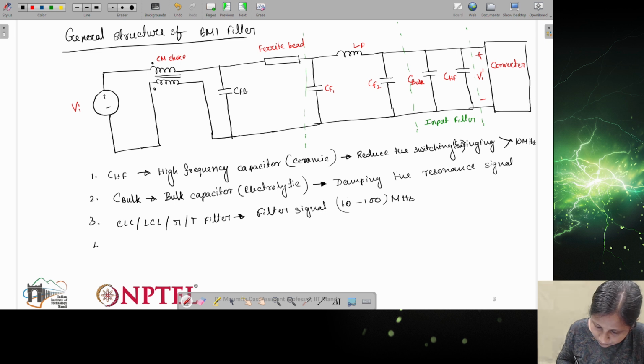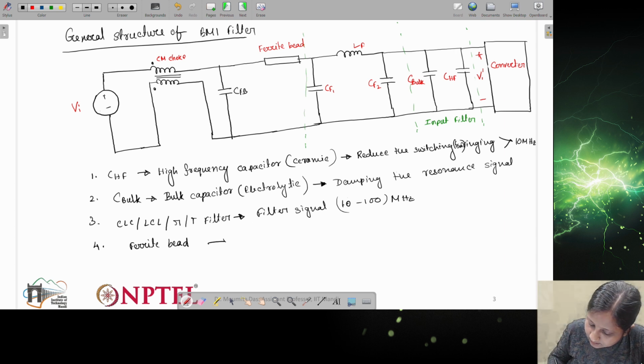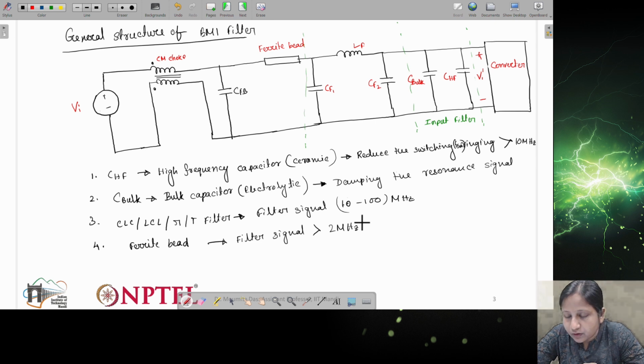Now fourth, now comes the ferrite bead. So what does it do? It is filtering the signal which is more than 2 megahertz frequency range. So it will be from 2 megahertz to 10 megahertz. In that range, this ferrite bead will filter out the noises, right?